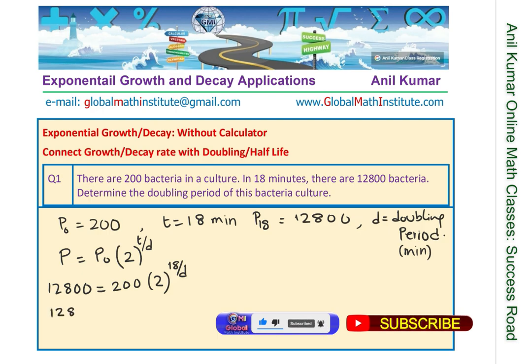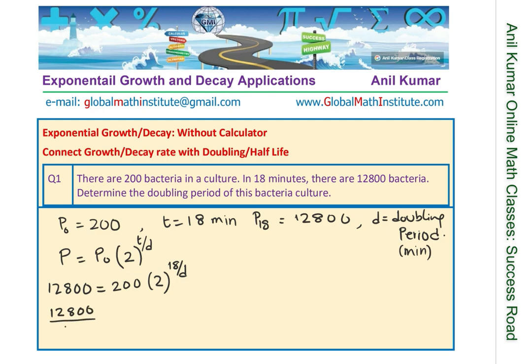Correct. Let's rearrange. 12,800 divided by 200 is equal to 2 to the power of 18 over D. Simplify the expression. Dividing, we get 64, right? So on the left hand side, 128 divided by 2 is 64, and that is equal to 2 to the power of 18 over D, the doubling period.